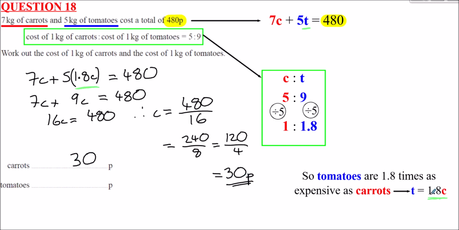And because tomatoes are 1.8 times as expensive, then the cost of tomatoes will be 1.8 multiplied by that cost of carrots, which is 30. So 1.8 times 30, I'd suggest we do 1.8 times 3 first. 1.8 times 3 will be 5.4. Therefore, times by 30, multiplied by an extra 10, would give 54. So therefore, cost of 1 kilogram of tomatoes is 54p. So our values, 30 pence for the carrots, 54 pence for the tomatoes.